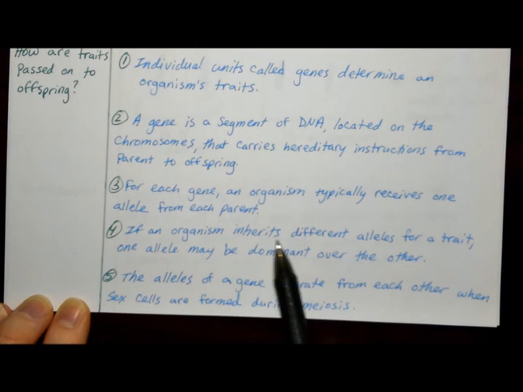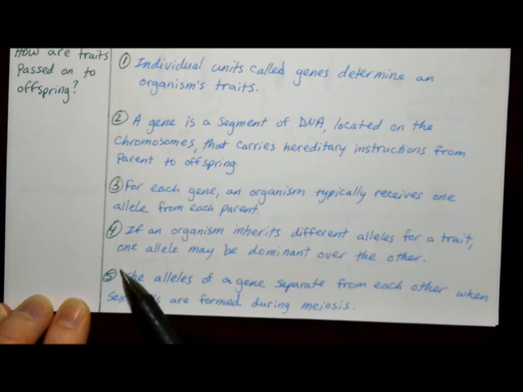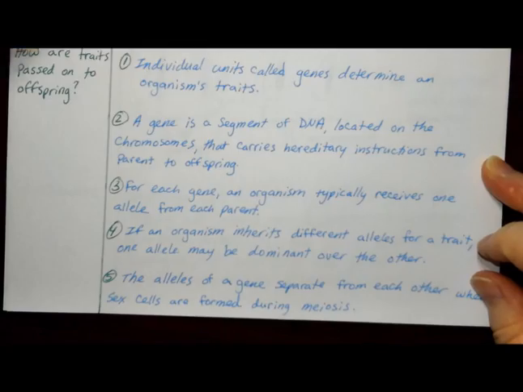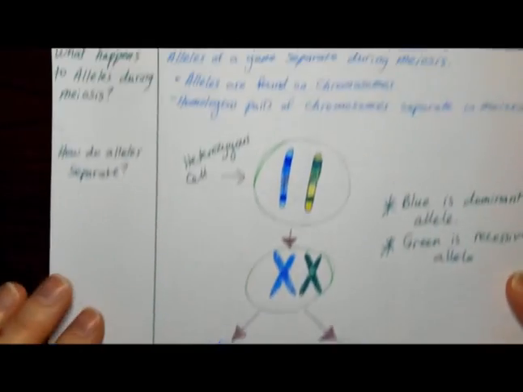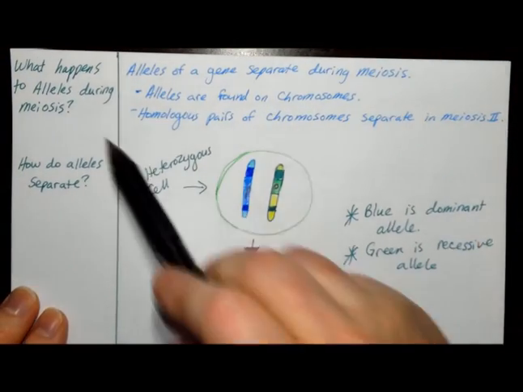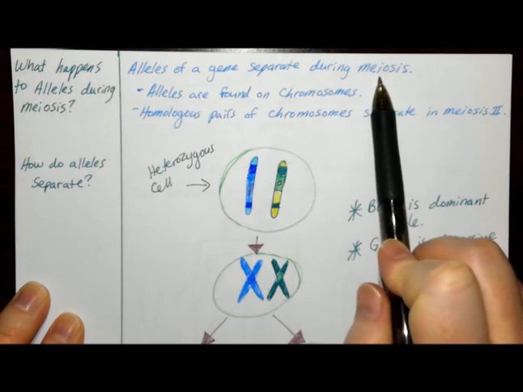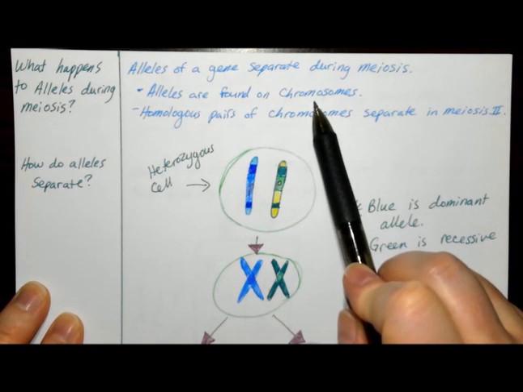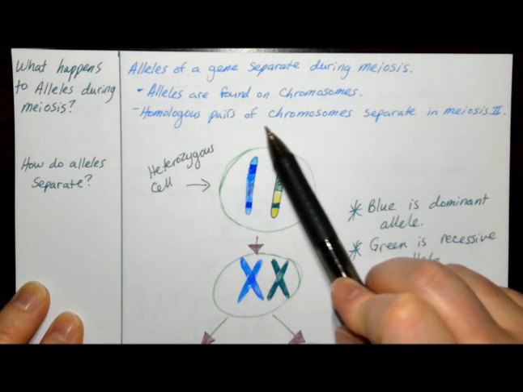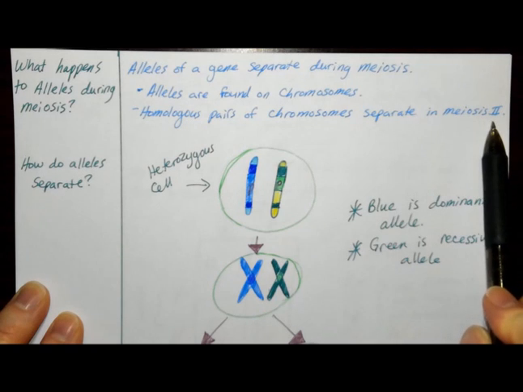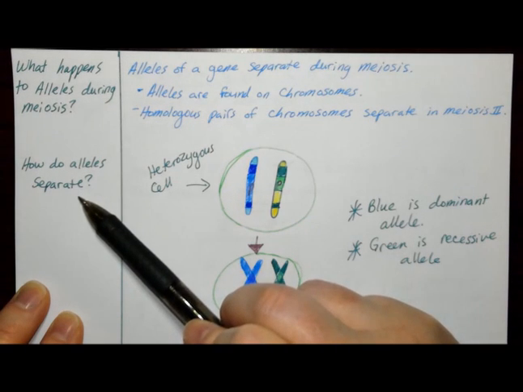If an organism inherits different alleles for a trait, one allele may be dominant over the other. The alleles of a gene separate from each other when sex cells are formed during meiosis. So what happens to alleles during meiosis? Alleles of a gene separate during meiosis. Alleles are found on chromosomes. Homologous pairs of chromosomes separate in meiosis too. How do the alleles separate?